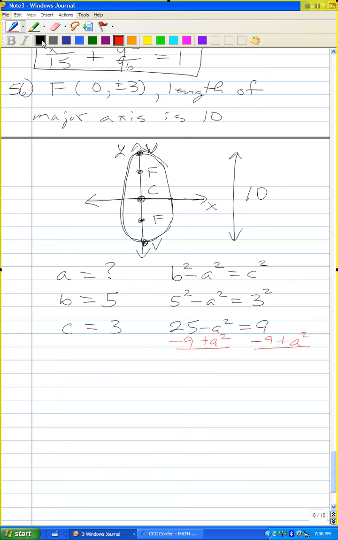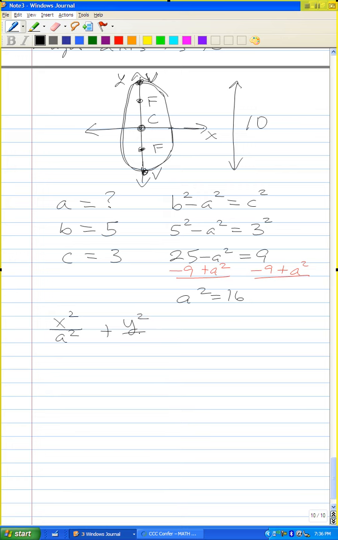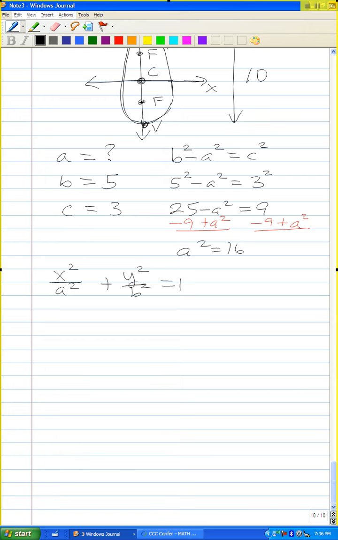And so the equation of my ellipse, x squared over a squared plus y squared over b squared equaling 1, is, well, a squared is 16. b is 5, so b squared is 25. And so that is the equation of my ellipse. And so that finishes off section 14.3. And so that finishes off what I wanted to talk about.